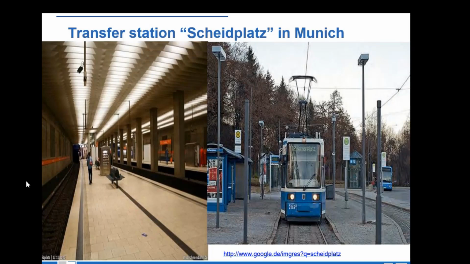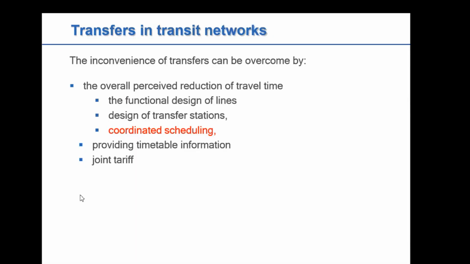As you can see here, we have one line here, two and three lines here, and a fourth line here. So the trains arrive from different locations at the same terminal, at the same station, at the same time. Okay, this is a typical example of coordinated scheduling. So the next topic we have is coordinated scheduling.